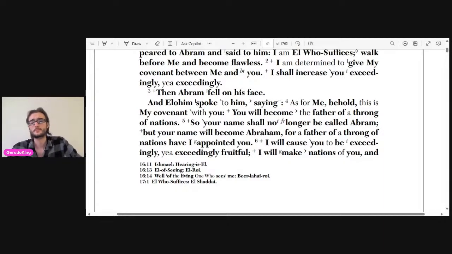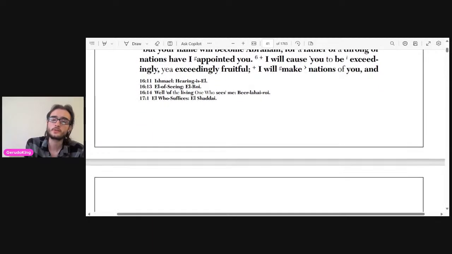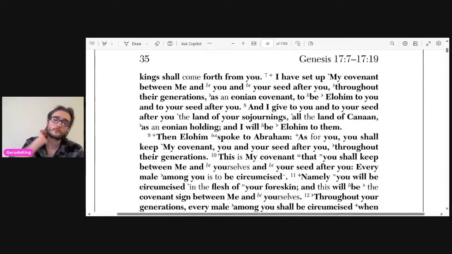And Elohim spoke to him, saying, As for me, behold, this is my covenant with you. You will become the father of a throng of nations. So your name shall no longer be called Abram, but your name will become Abraham. For father of a throng of nations have I appointed you. I will cause you to be exceedingly, yea, exceedingly fruitful. I will make nations of you, and kings shall come forth from you.